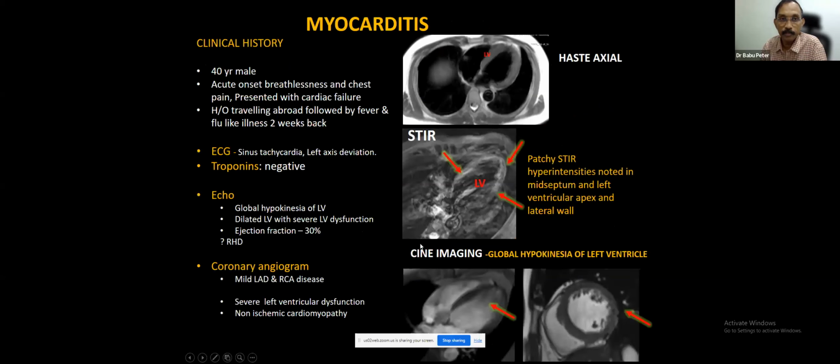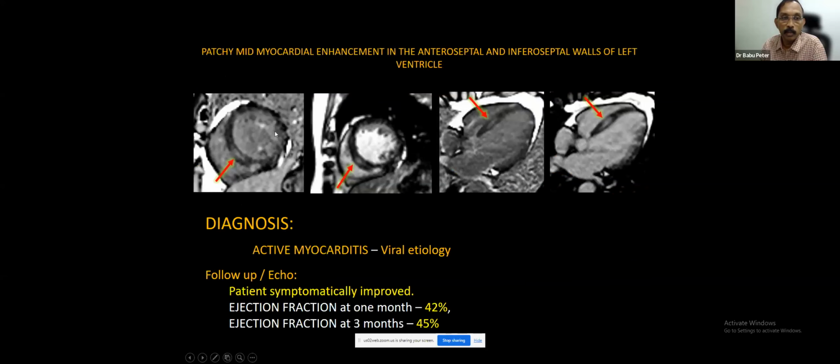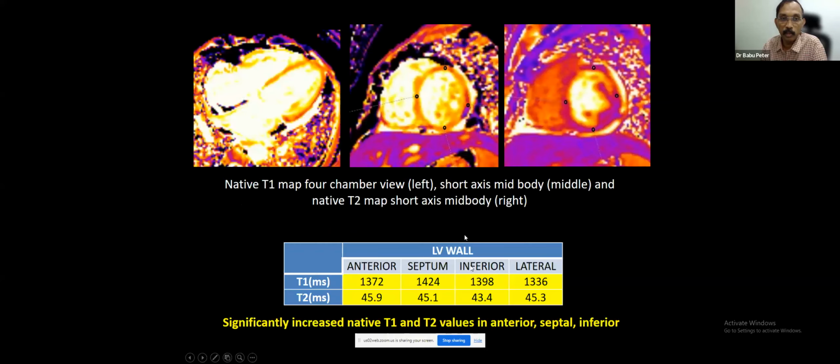extracellular matrix expansion. So this was a patient with myocarditis, a 40-year-old male who had presented with cardiac failure after traveling abroad. This was about 3 to 4 years back, and you can see there was severe left ventricular dysfunction with hypokinesia noted, and features of non-ischemic cardiomyopathy, and there was a patchy mid-myocardial hyperenhancement involving the septum, just seen here, and the patient was diagnosed as acute myocarditis due to viral etiology. The native T1 mapping revealed increased T1 relaxation values, which is more than 1,350 to 1,400 in the myocardium. T2 values were also relatively increased.